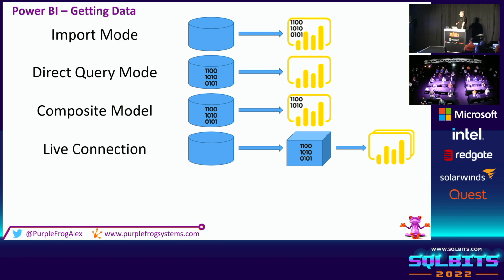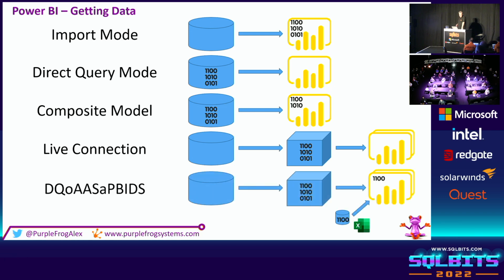And then one of the more fun parts of this is, I think, possibly the best acronym Microsoft has ever come up with, DQOAASAPBIDS, which I just think is genius. It was going to be called composite models, but then we already have a composite model, so they had to come up with DirectQuery over Azure Analysis Services and Power BI datasets. Love it. And now, if anyone's been paying attention over the last few weeks, a recent announcement was we now have hybrid tables, where a single table can be both import and DirectQuery.